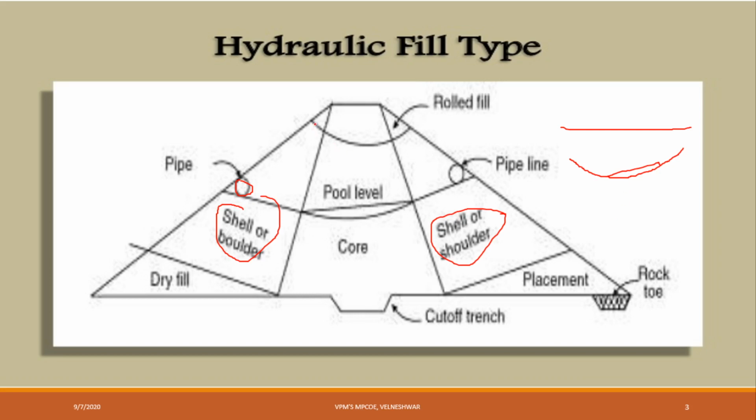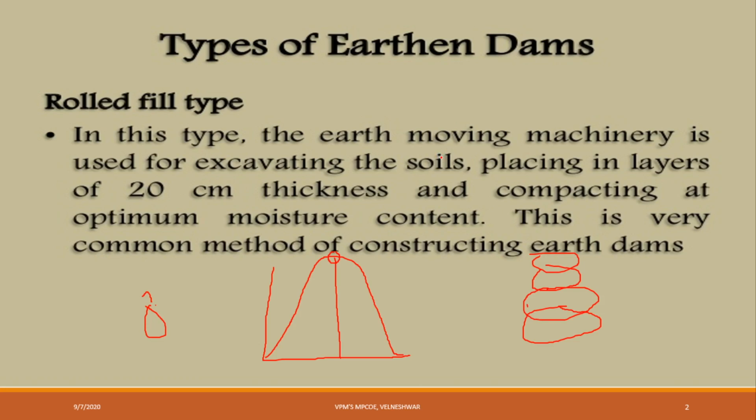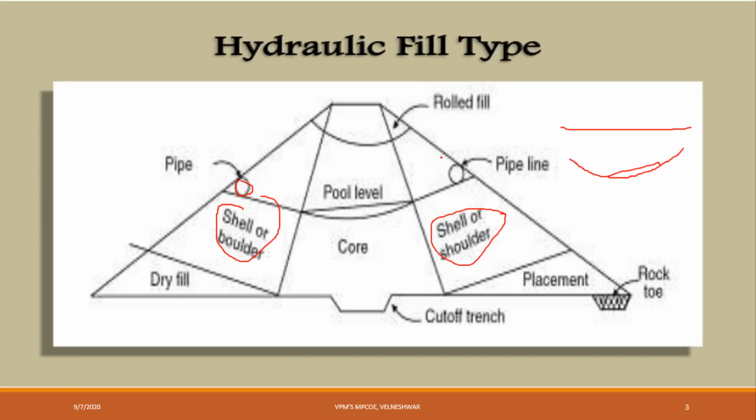Next, here it is rolled fill. Rolled fill, generally, we prefer at the top location. In rolled fill, we take soil and compact it with optimum moisture content. By this, at ground level there will be a dry portion, because here we are not making the soil 100% saturated. For this reason, some portion will be dry fill and some portion will be placement.